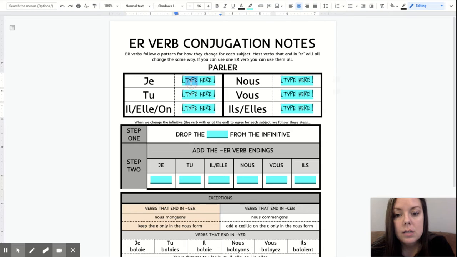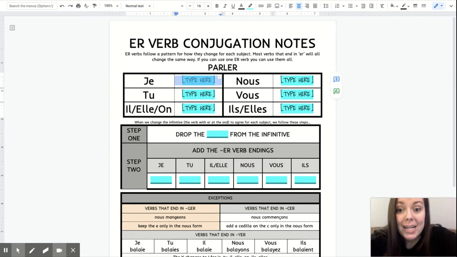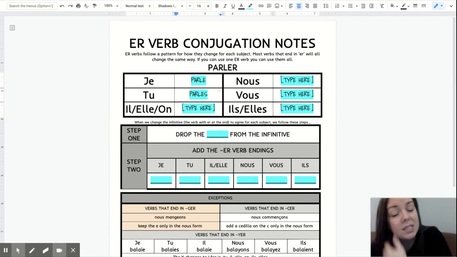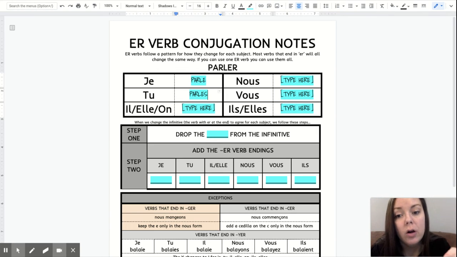So now to get to I talk, put it in caps. We have parle, je parle, I talk. For you talk, we have tu parles. So it is pronounced the exact same, but it has that S on the end. Tu parles, you talk. For il, elle, and on, so he, she, or one, parle, spelled the exact same way as je.